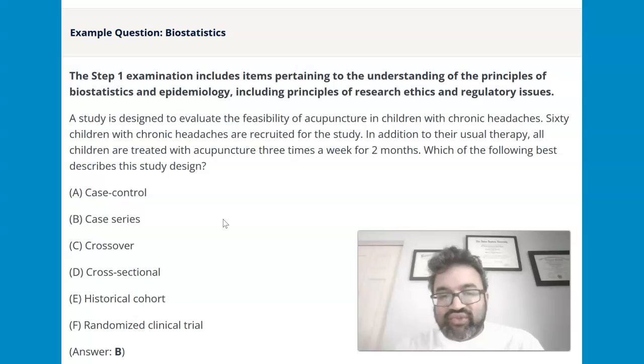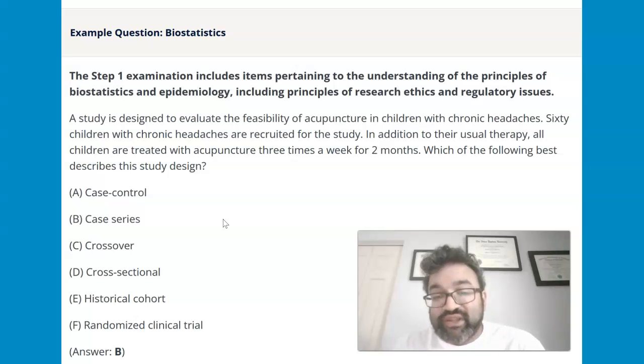So for instance, in a case control study, you know that the controls have been selected and the cases have been determined. And so it's from the perspective of that. And in this case, you don't have anything like that going on. You basically have 60 children who are recruited and are just being treated with acupuncture. So that's why the case series study, a group of patients that are being studied, makes the most sense.